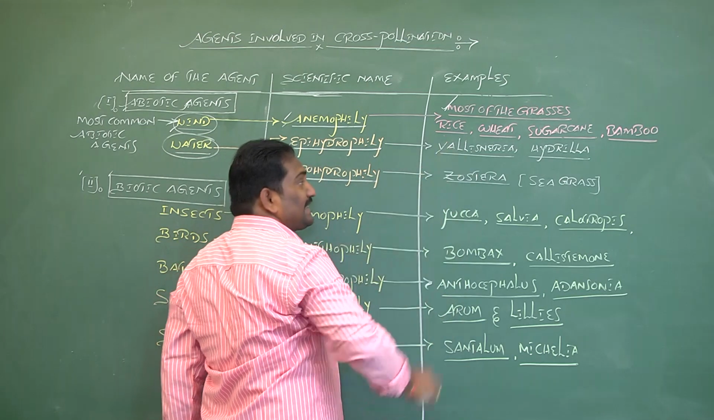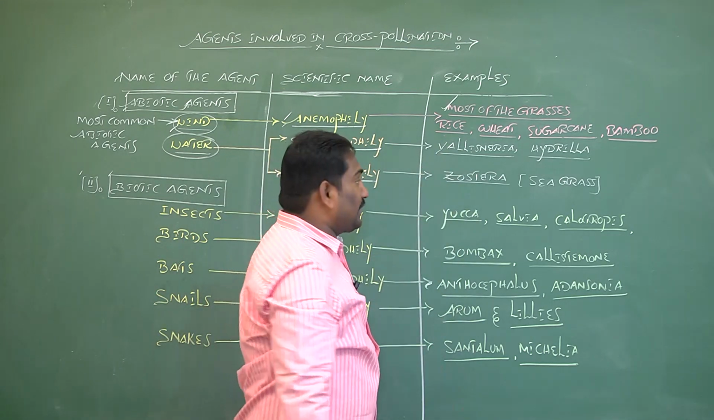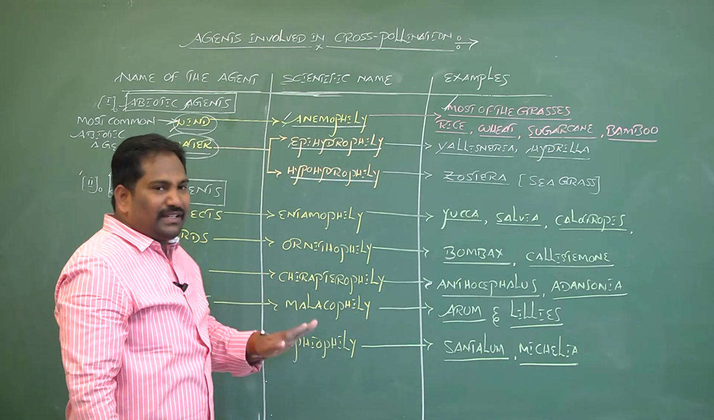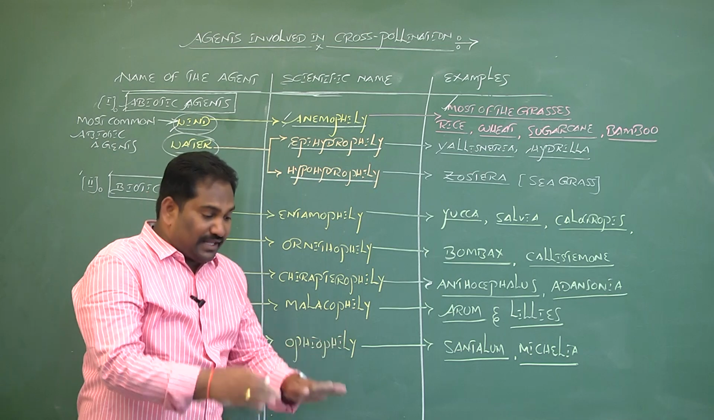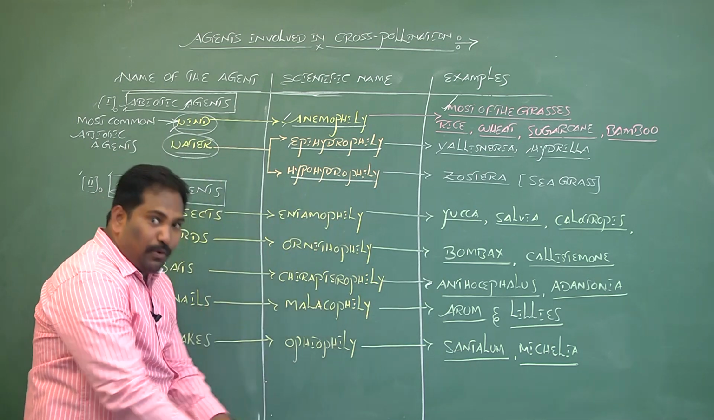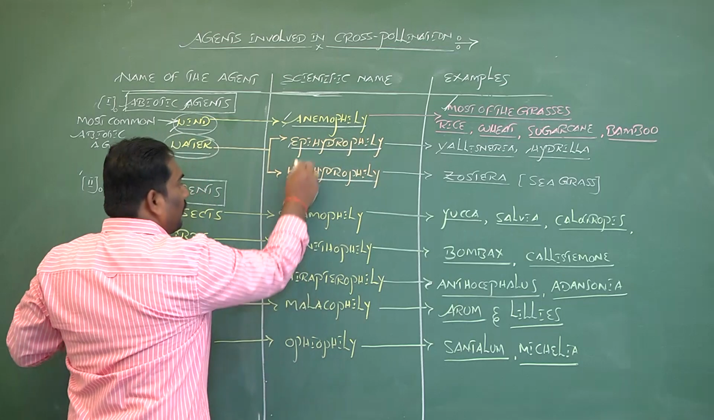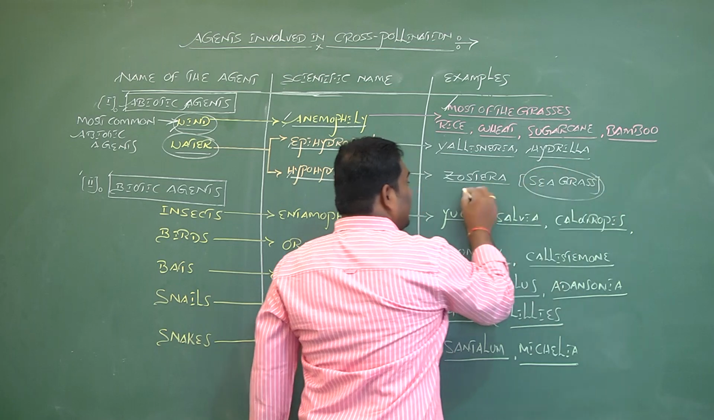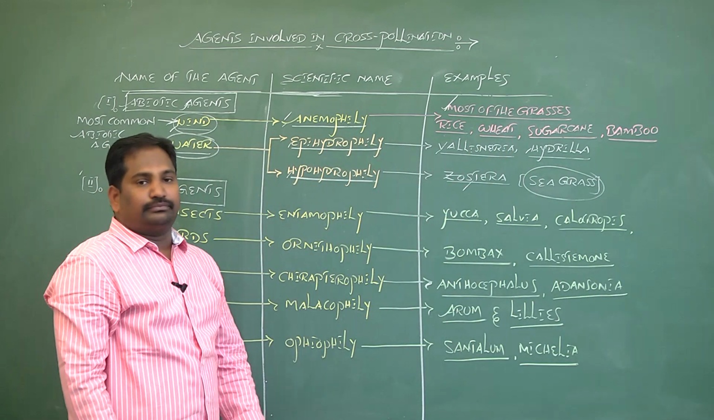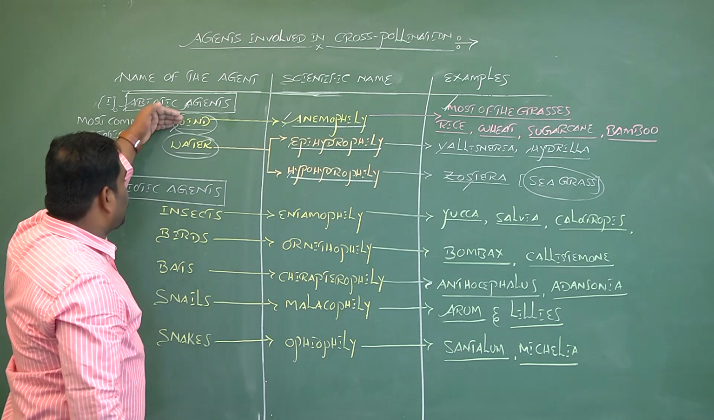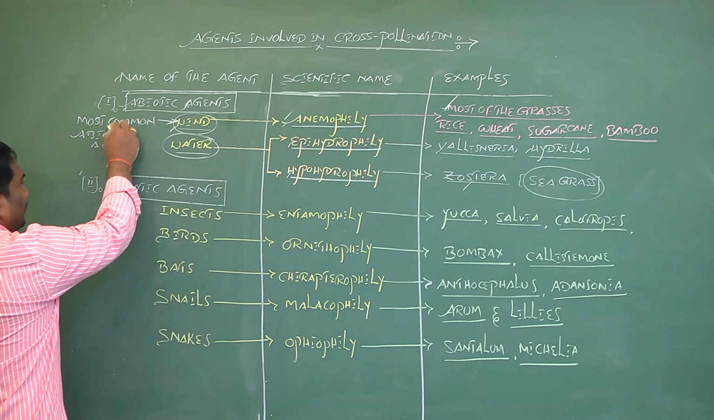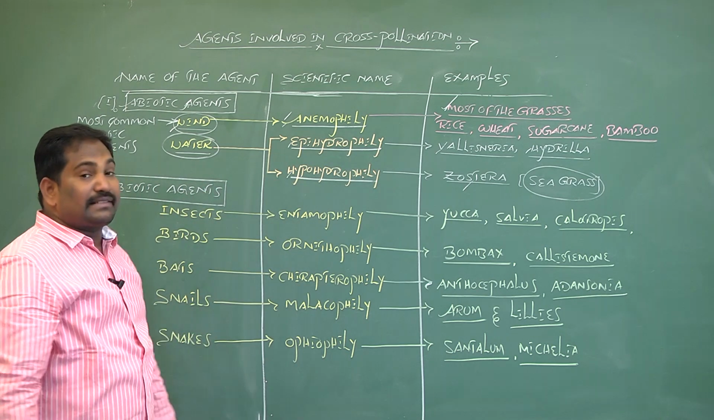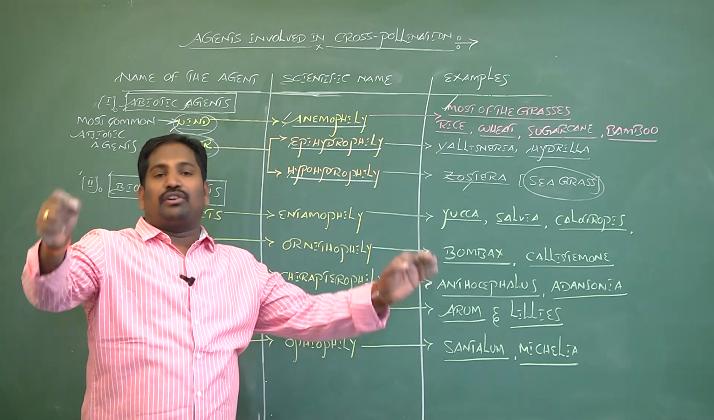Example, Vallisneria, a freshwater aquatic plant, and one more, Hydrilla. If cross-pollination by water takes place inside the water, it is called hypohydrophily, hypo meaning inside. Example, the marine sea grass, scientific name Zostera. So out of these two abiotic agents, the most common is wind. Water is quite a rare abiotic agent.